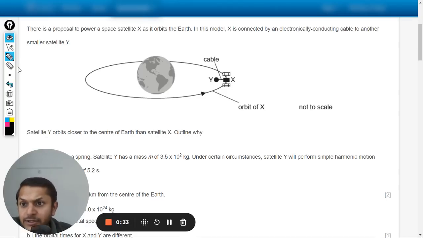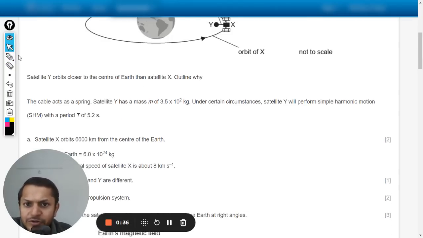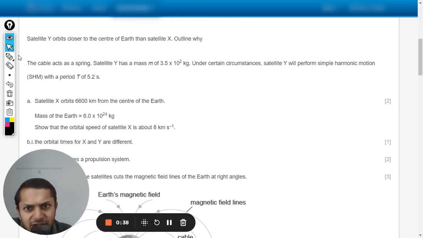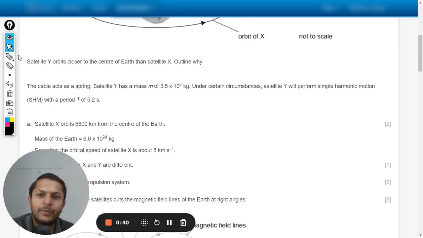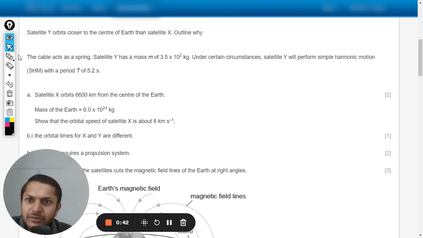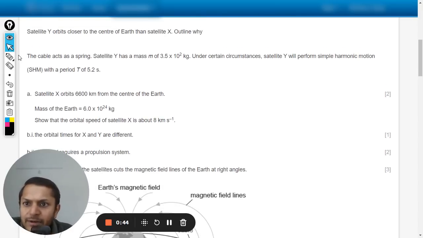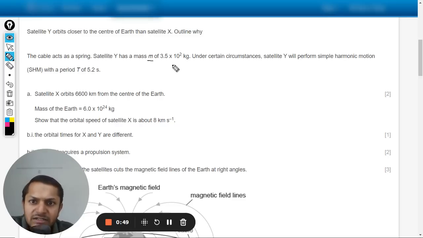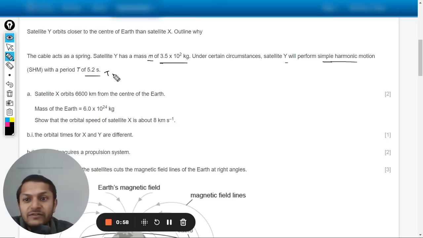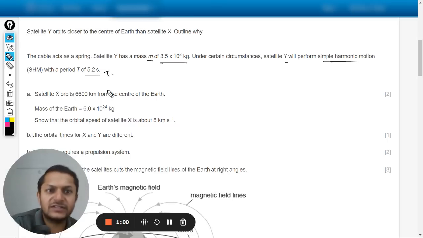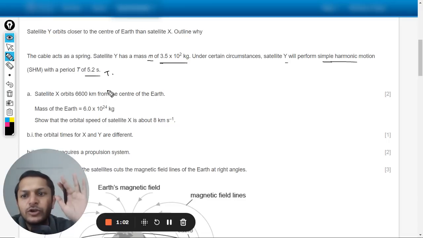I think there will be a connecting question. Generally there is a problem with the Paper 2 questions in regards to these statements. So the cable acts as a spring. The satellite Y has a given mass. Under certain circumstances, the satellite Y will perform simple harmonic motion of time period 5.2. So even the time period is given. It is already given that it is performing simple harmonic motion, and the time period is 5.2.